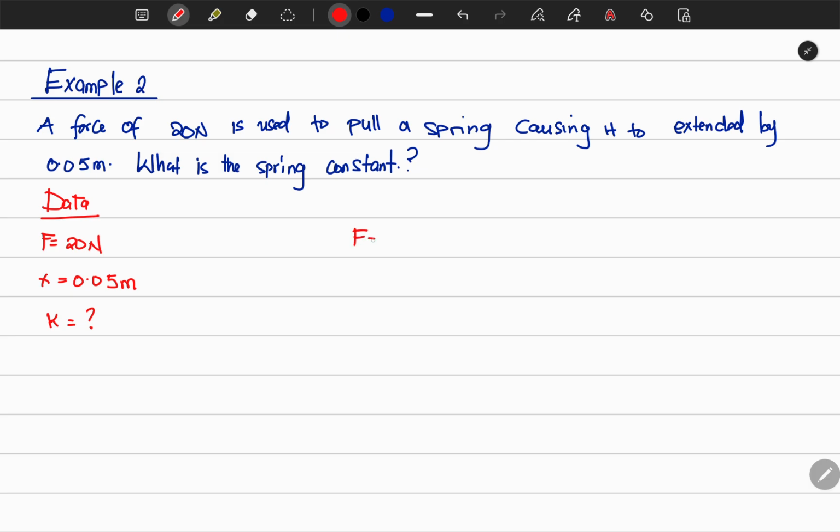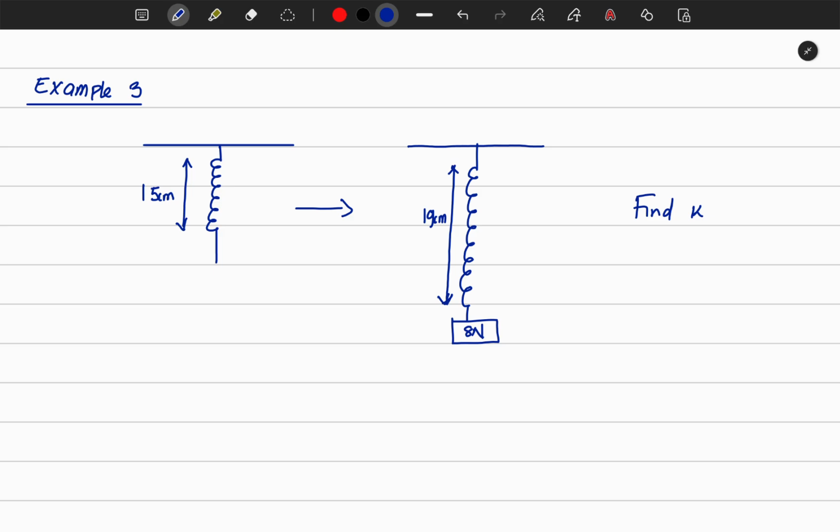So using our relationship, we can make K the subject of the formula by dividing throughout by X. So we get F over X. Our F is 20 over 0.05 meters. So we get our K as 400 newton per meter. Let's look at another example.